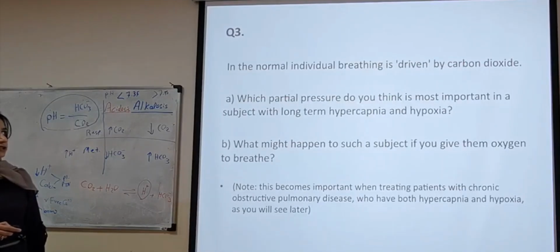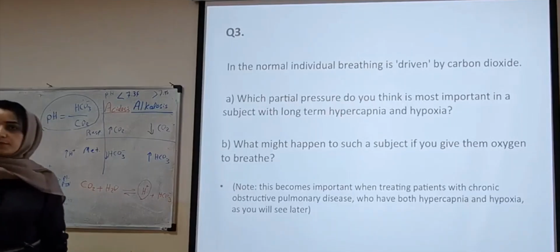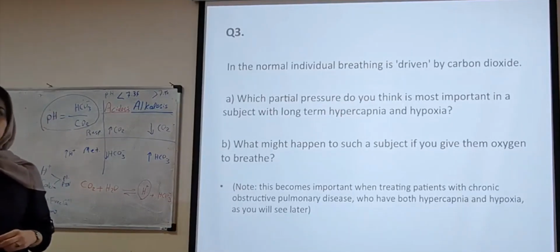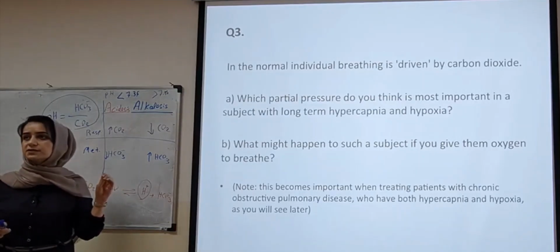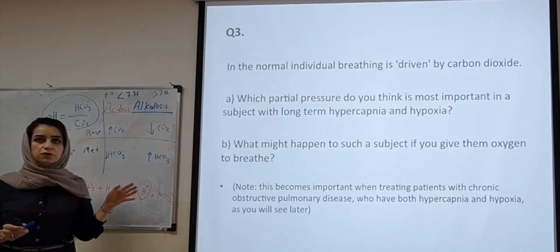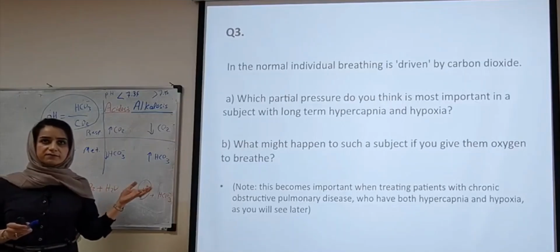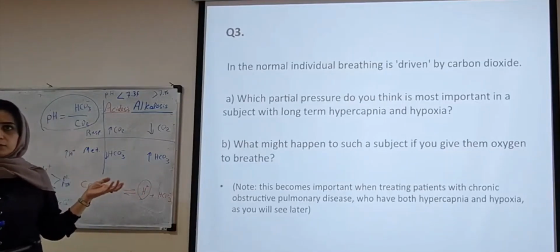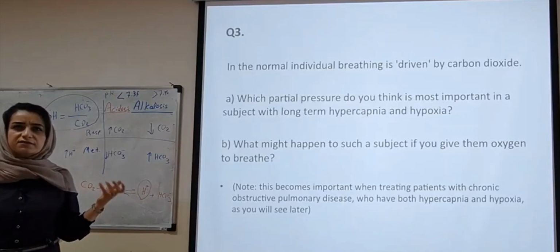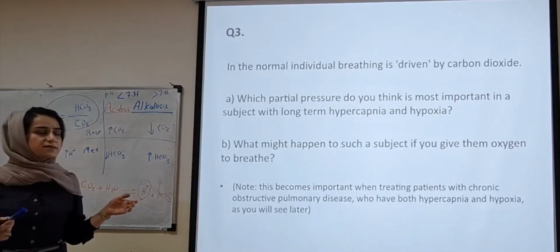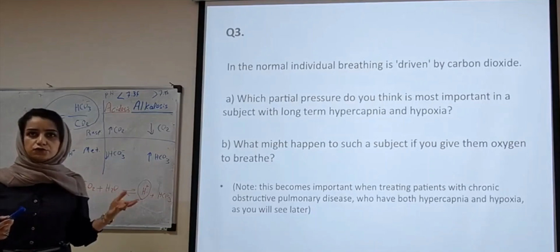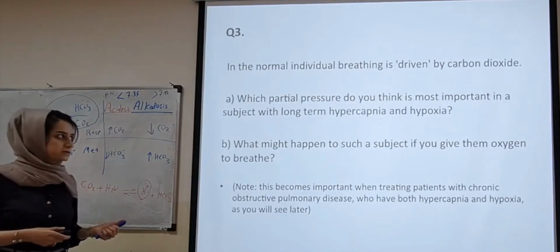Which partial pressure do you think is most important in a subject with long-term hypercapnia? We said in long-term hypercapnia there is adaptation of the central chemoreceptor so it will not sense change in the CO2. What chemoreceptor becomes activated, or what gas abnormality? Under ventilation means there is decrease in the O2. That's why the peripheral chemoreceptor for O2 will become activated.